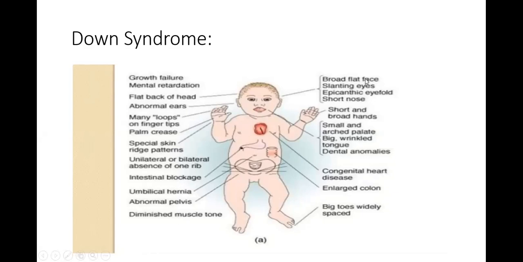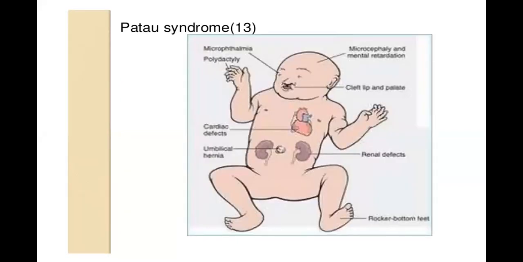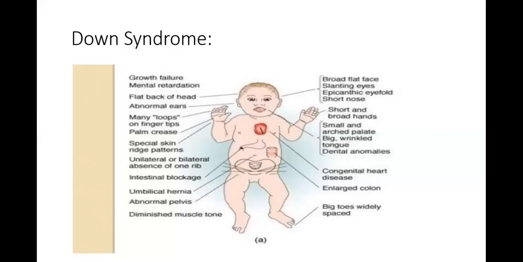So the person is going to present with a broad flat face, slanting eyes, epicanthic eye folds, short nose, short and broad hands, small and arched palate, big wrinkled tongue, dental abnormalities, congenital heart disease, enlarged colon, and widely spaced big toes. So these are the features of Down syndrome, and it is because of trisomy 21. Or this can be asked as a viva question.